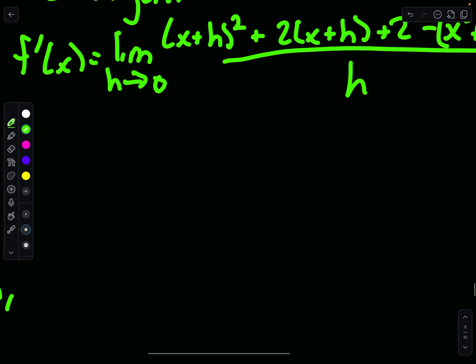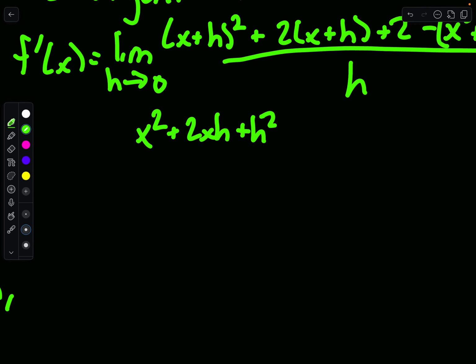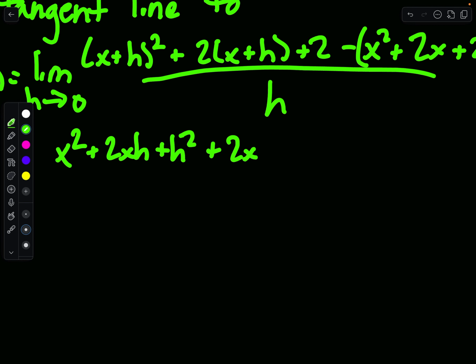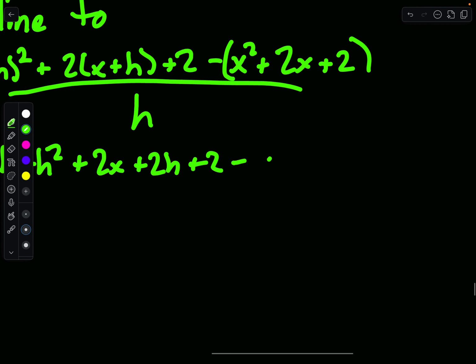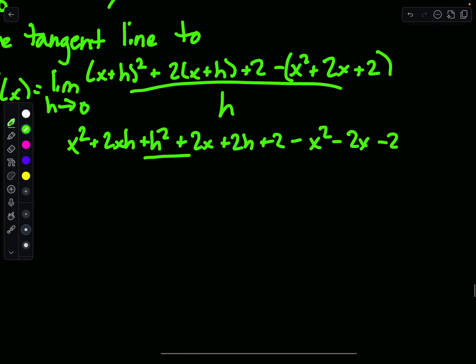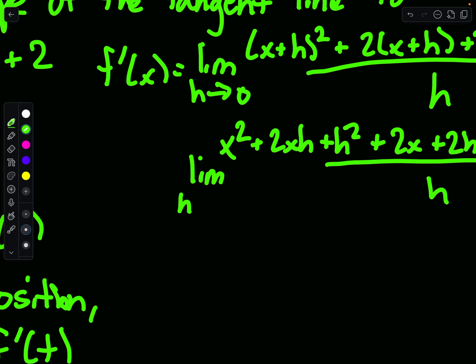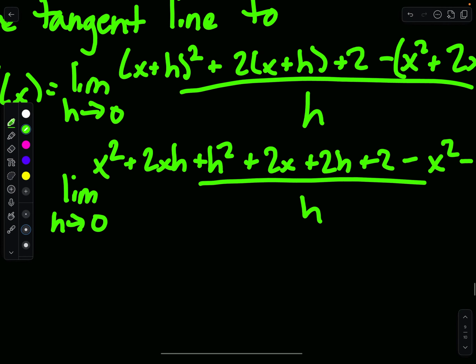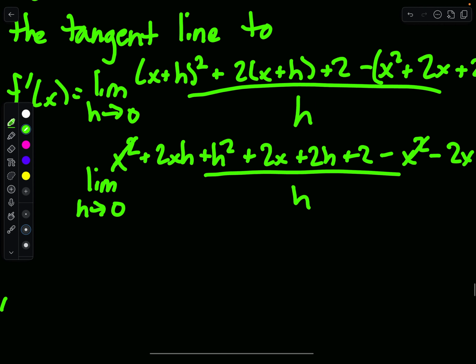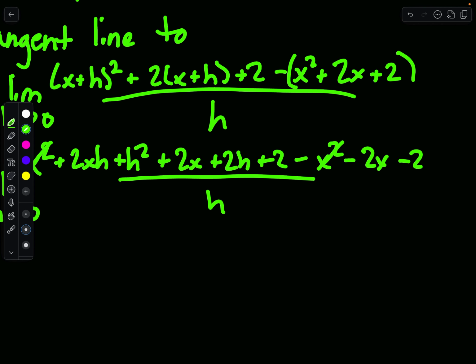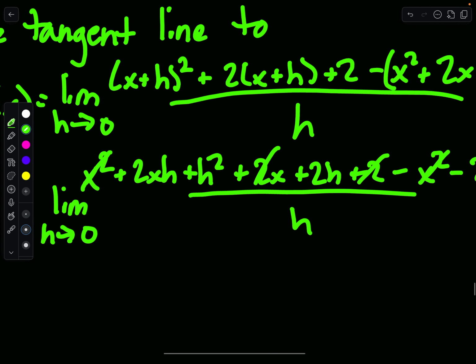Now we expand this to get x squared plus 2xh plus h squared plus 2x plus 2h plus 2 minus x squared minus 2x minus 2 all over h. And it's the limit as h approaches 0. So now we can cancel like terms. These x squared cancel. Then we see this cancels here, and this 2 cancels with this 2. Then we can cancel out the h's.